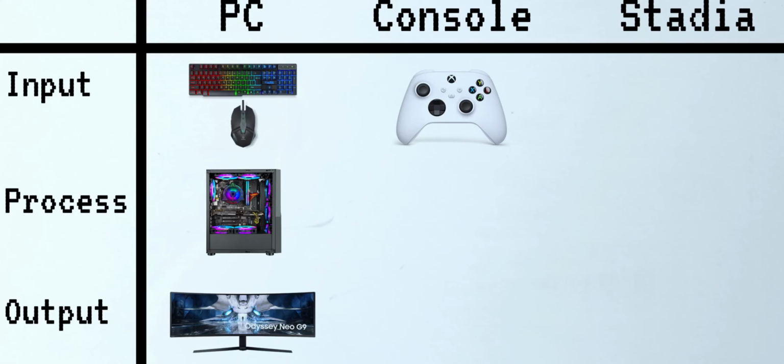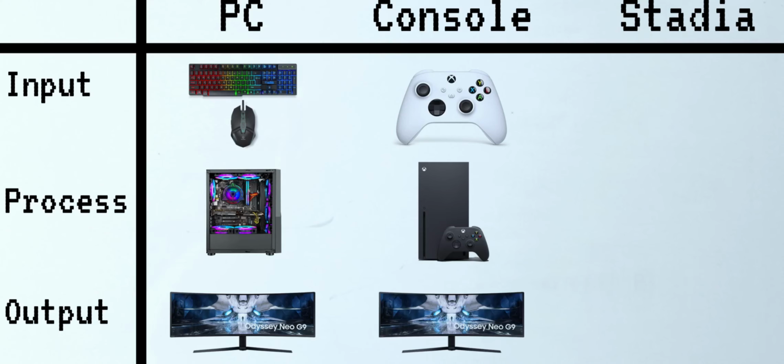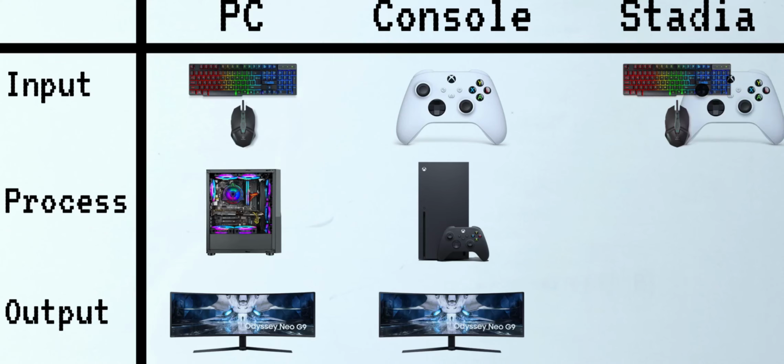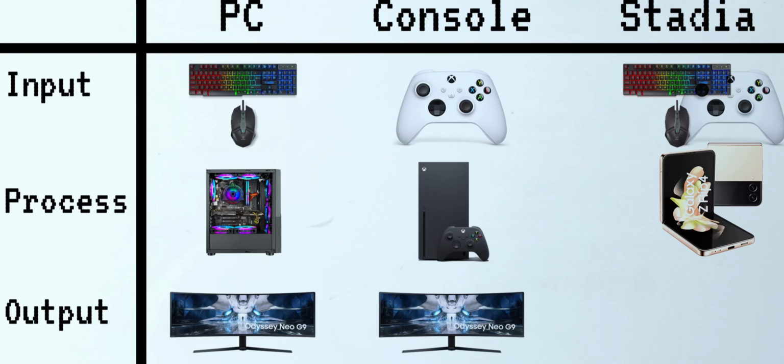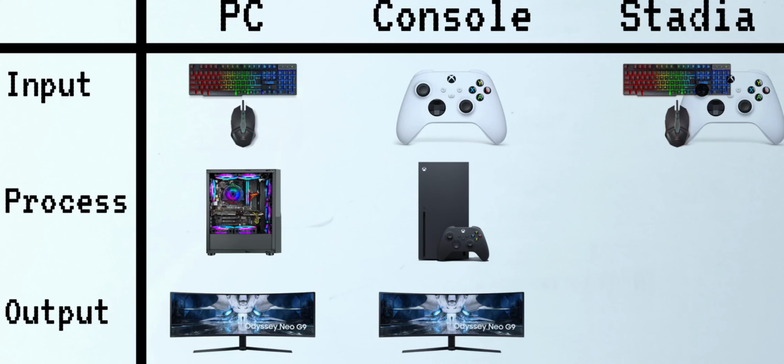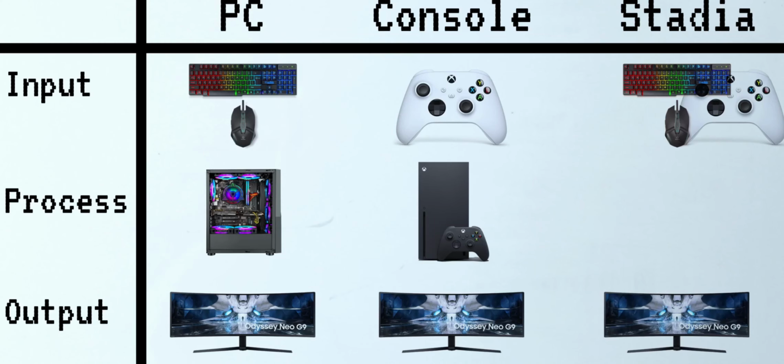In terms of console, the input would be given by the controller. The process would be done by the console itself. And the output would be the TV screen or the screen that you've connected it to. In Stadia, the input can be your keyboard or your mouse or your controller or even your phone, depending on which device you're using to play it. The output would again be the screen, that is the mobile screen if you're playing on a phone, and your PC or laptop screen if you are playing with the keyboard or your mouse.